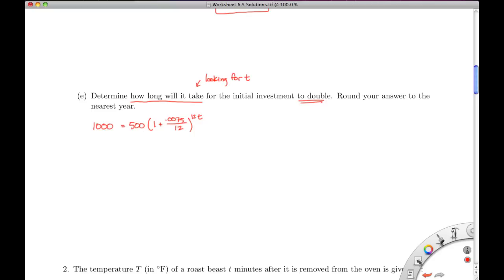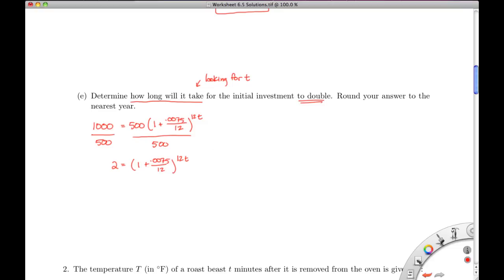First, let's go ahead and divide both sides by 500. If we do that, we're going to get 2 is equal to 1 plus 0.0075 divided by 12 raised to the power of 12 times t. If this had been triple, we would have expected to see a 3 here. If we wanted to see if something was going to multiply by a factor of 10, we would have ended up with a 10 over there.